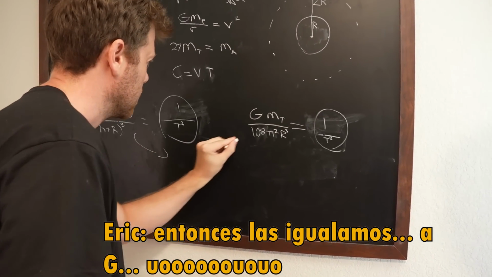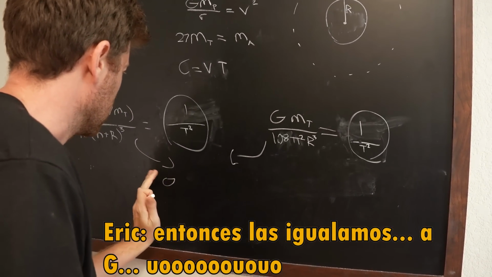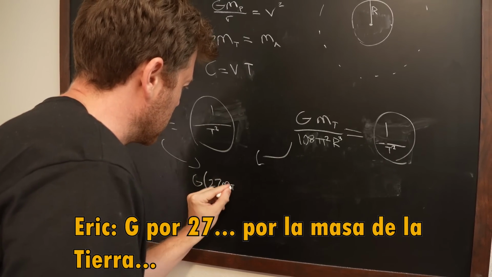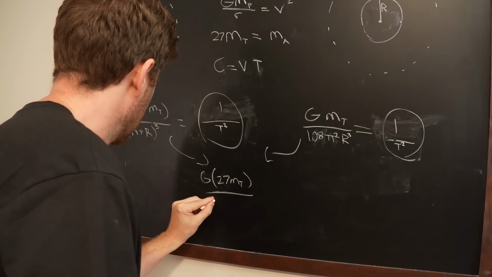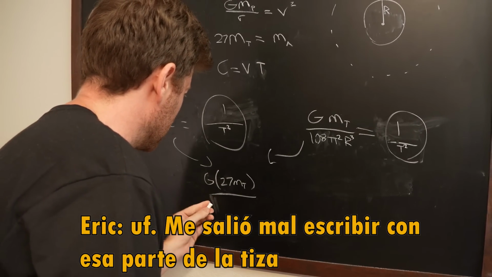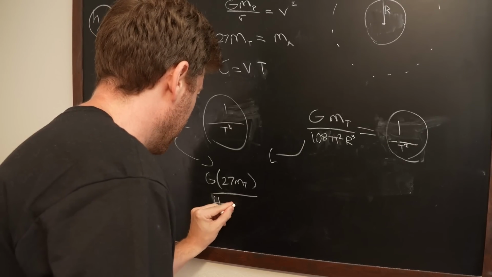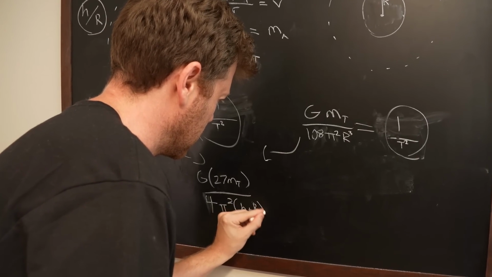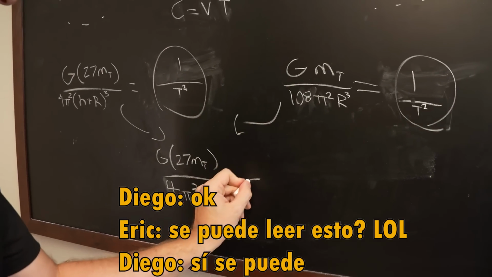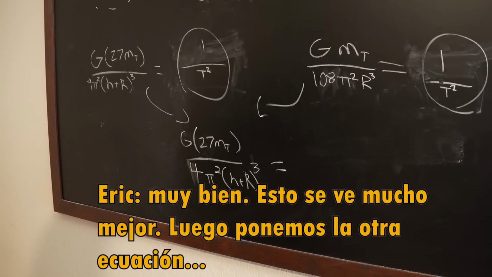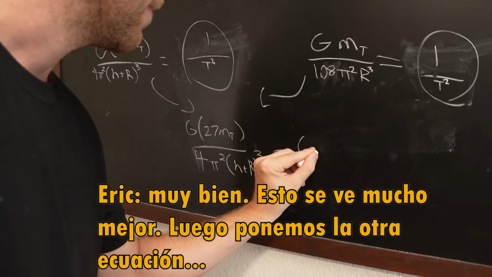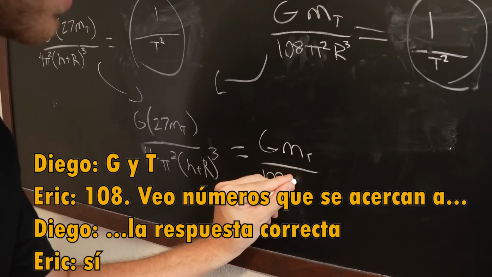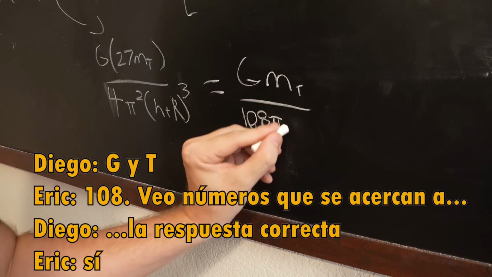So putting these 2 together to G. I said 27. Stronger. Oh, I should write it on that side. Okay. Can you read that? I can. There we go. That's way better. And then this guy comes down. 108. I'm seeing numbers that might lead to the right answer.